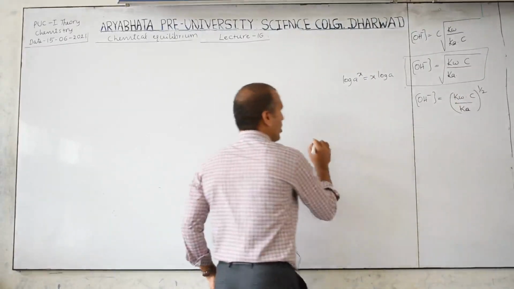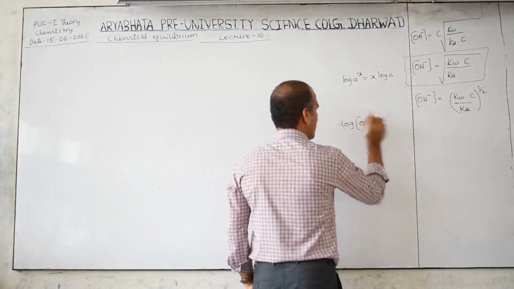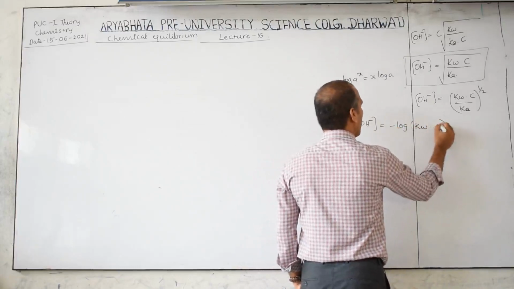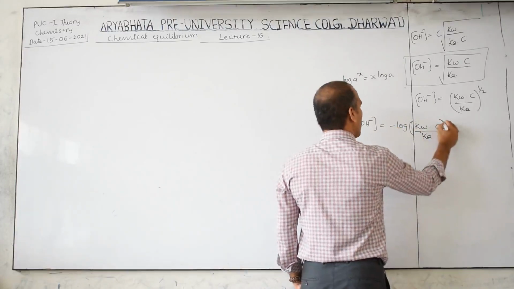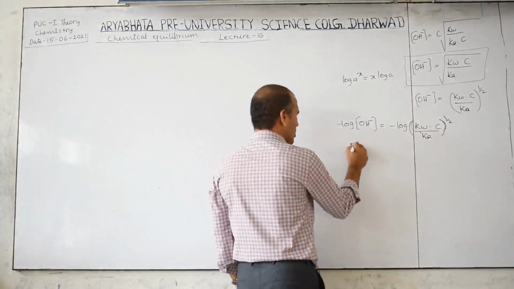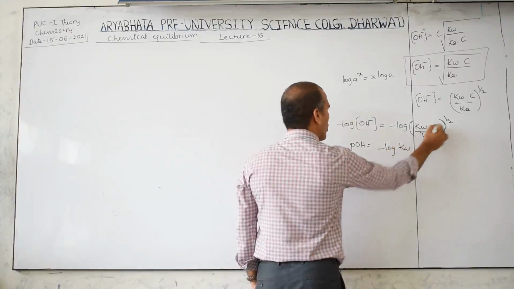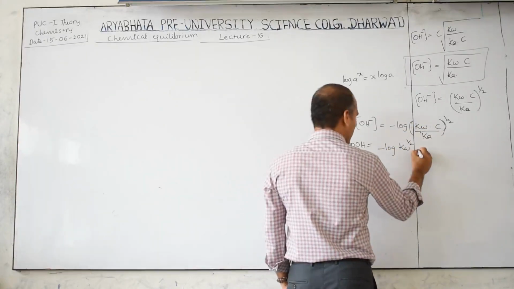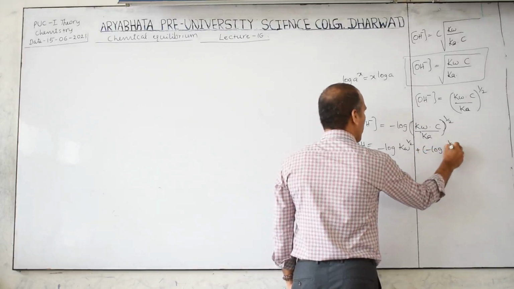Now taking negative logarithm on both sides, negative log of OH minus ion concentration is equal to negative log of Kw into C, denominator Ka, whole power 1 by 2. Now negative logarithm of OH minus ion concentration is known as pOH. This is minus log Kw whole power 1 by 2. Log A into B form is there, therefore plus negative logarithm of C power 1 by 2.